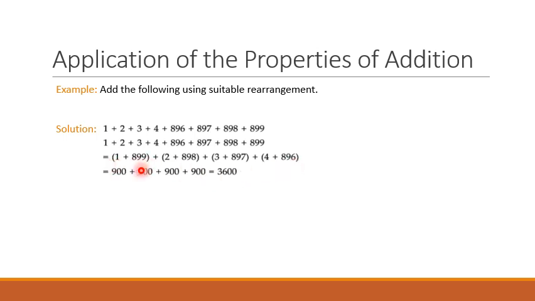1 plus 899 gives me 900. Here again 900, 900, and 4 plus 896 also gives me 900. So now add these numbers together, I will get 3600. Now if I would have added it in the conventional method, then it would have taken a lot of time.